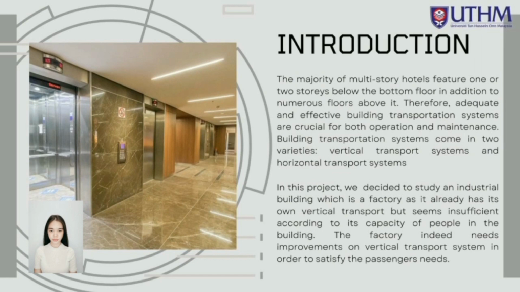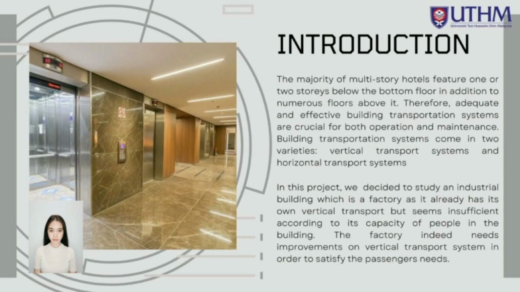The majority of multi-story hotels feature 1 or 2 stories below the bottom floor in addition to numerous floors above it. Therefore, adequate and effective building transportation systems are important for both operation and maintenance. Building transportation systems come in 2 varieties, which are vertical transport system and horizontal transport system.